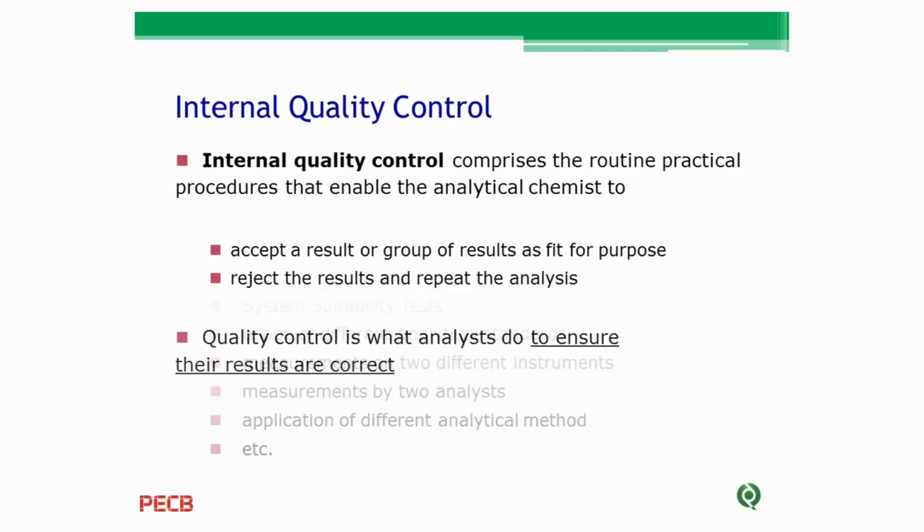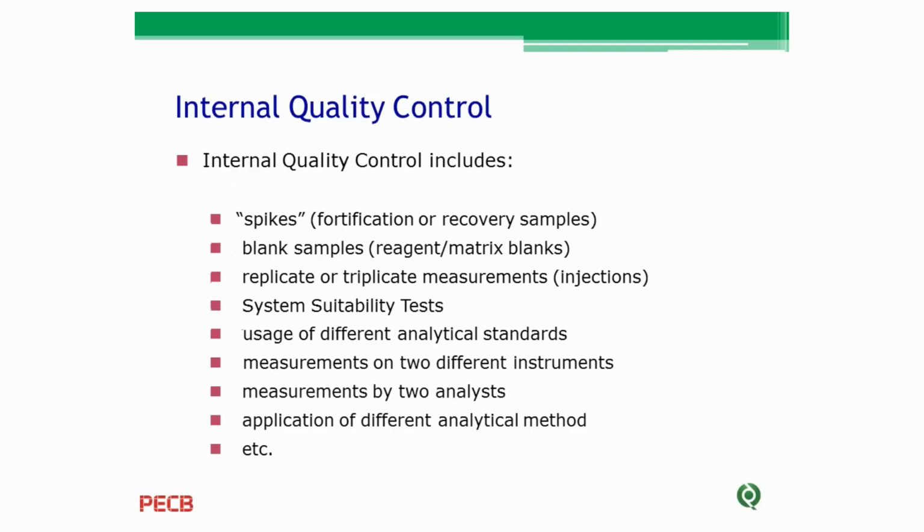In internal quality control, different activities can be done. Spiking. When we talk about spiking of samples, it is adding a specific amount of our analytes, of the parameter that we are going to measure, to our matrix, to our sample, and to see if we are able to measure the correct value, because we add a known amount of that analyte to our matrix.